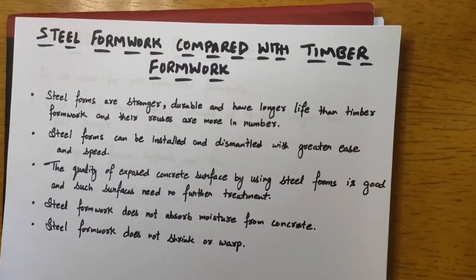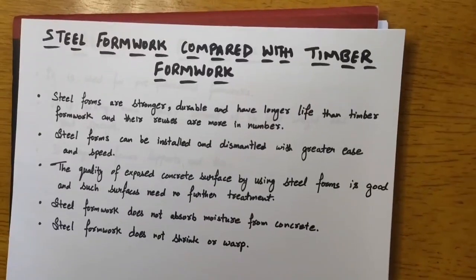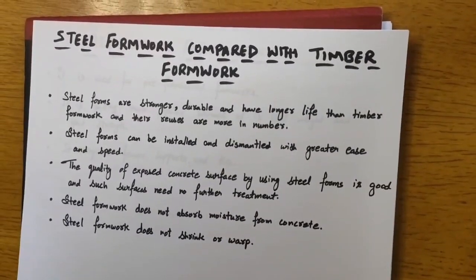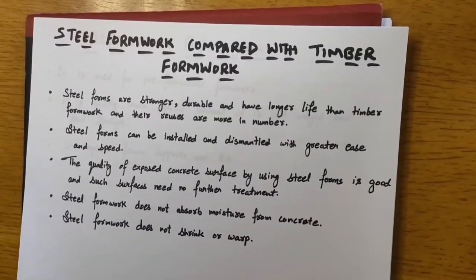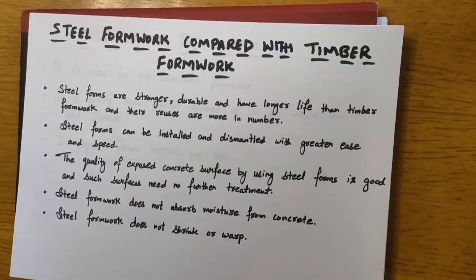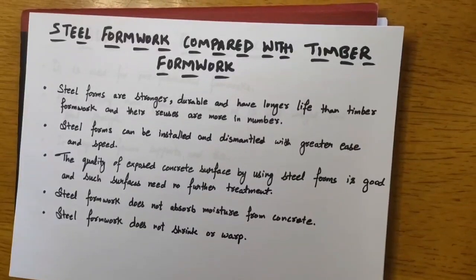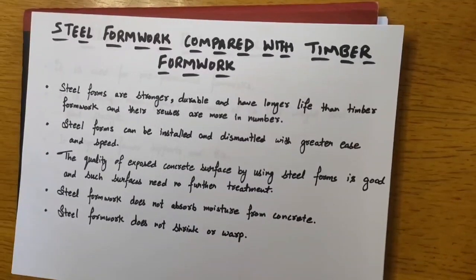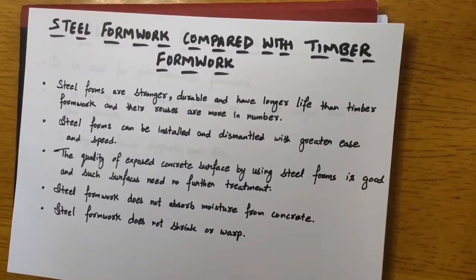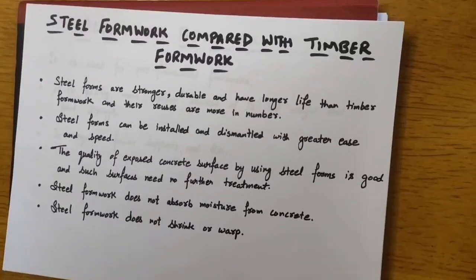So let's have a comparison between steel formwork and timber formwork. Steel forms are stronger, durable and have longer life than timber formwork, and their reuses are more in number. So you can use the steel formwork for a longer time and you can reuse its panel in large numbers as compared to timber formwork. I mean, you can reuse them again and again.